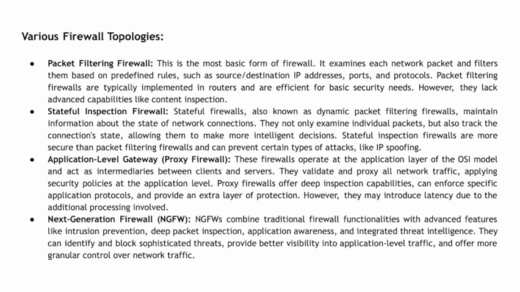Packet filtering firewall: this is the most basic form of firewall. It examines each network packet and filters them based on predefined rules such as source and destination IP addresses, ports, and protocols. Packet filtering firewalls are typically implemented in routers and are efficient for basic security needs. However, they lack advanced capabilities like content inspection.